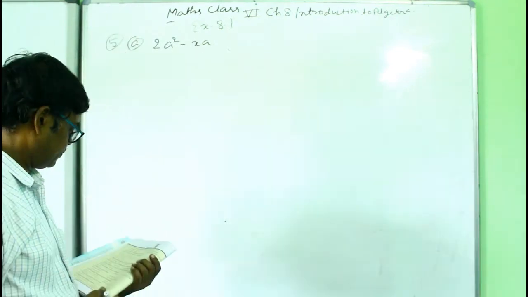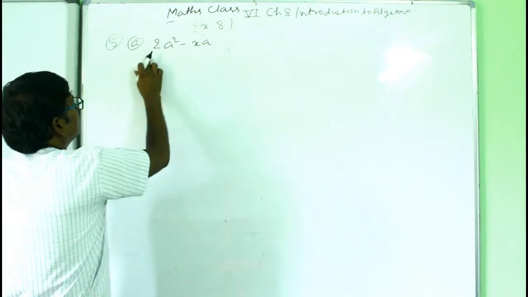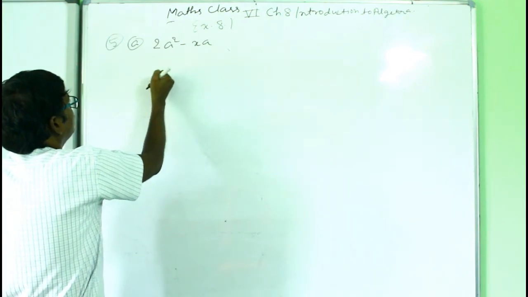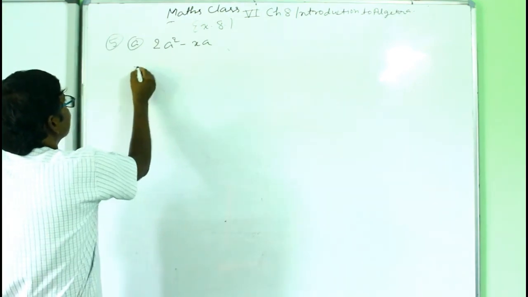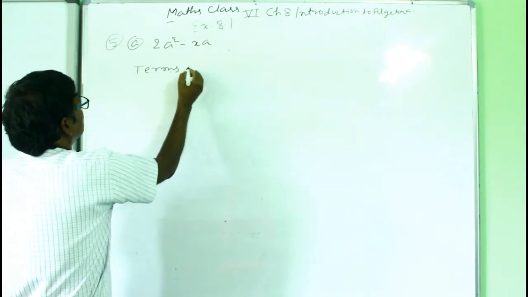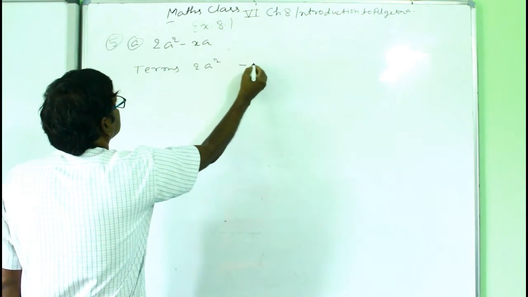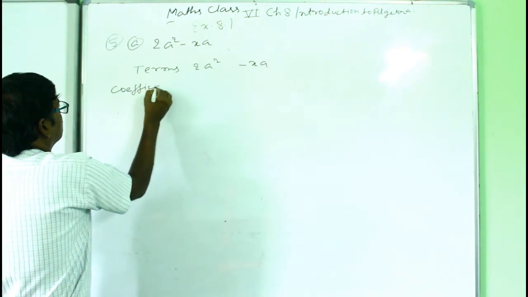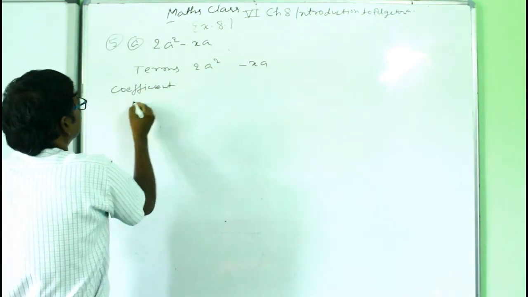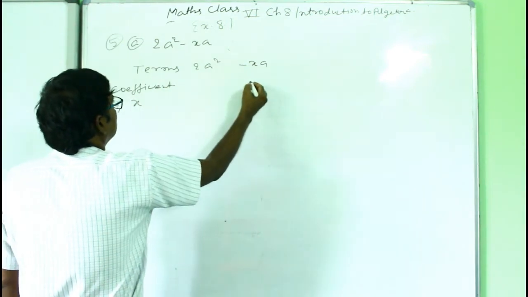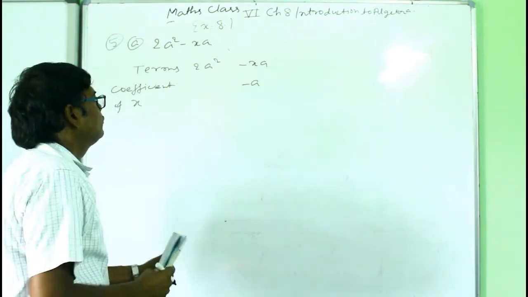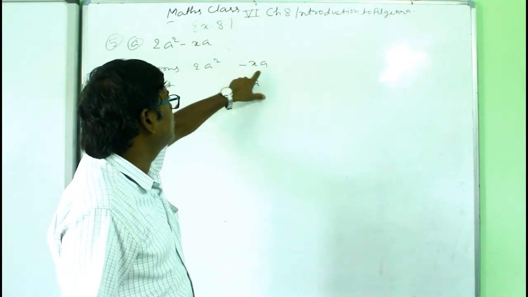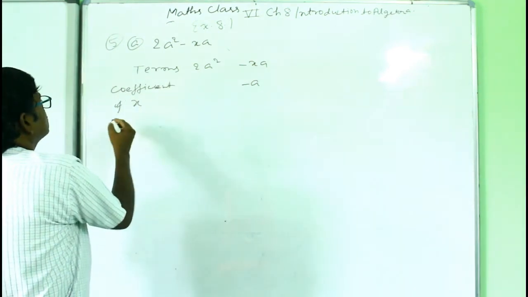Here, because in this term we have x, that is the coefficient of x. In terms, you can write 2a square and minus xa, and here the coefficient of x: nothing is there in the first term, and here it is minus a. That is, if you remove this x, then what do you see? Minus a. So the coefficient of x is minus a. Okay, so this is the answer for this question.